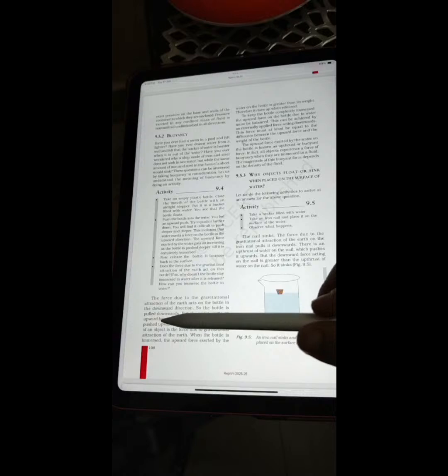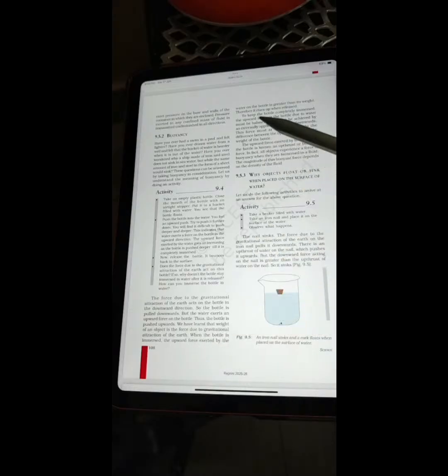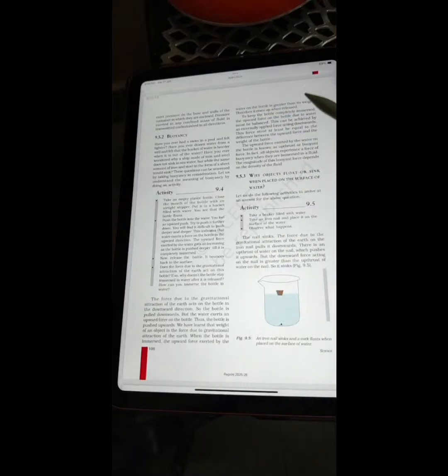We have learned that weight of an object is the force due to gravitational attraction of the earth. When the bottle is immersed, the upward force exerted by the water on the bottle is greater than its weight. Therefore, it rises up when released. To keep the bottle completely immersed, the upward force on the bottle due to water must be balanced. This can be achieved by an externally applied force acting downward. This force must at least be equal to the difference between the upward force and the weight of the bottle.